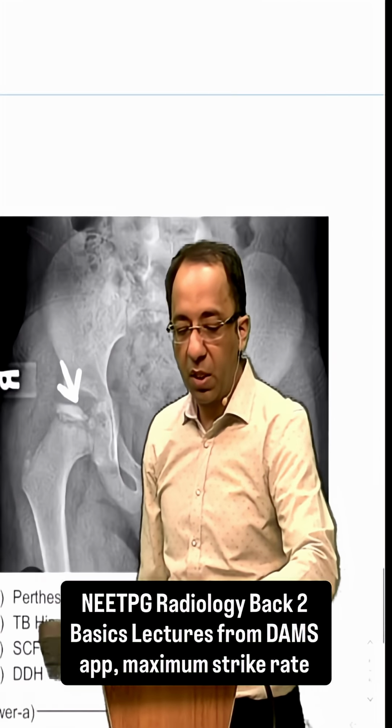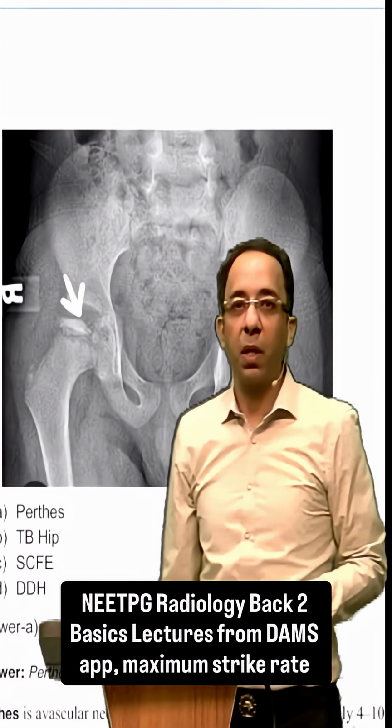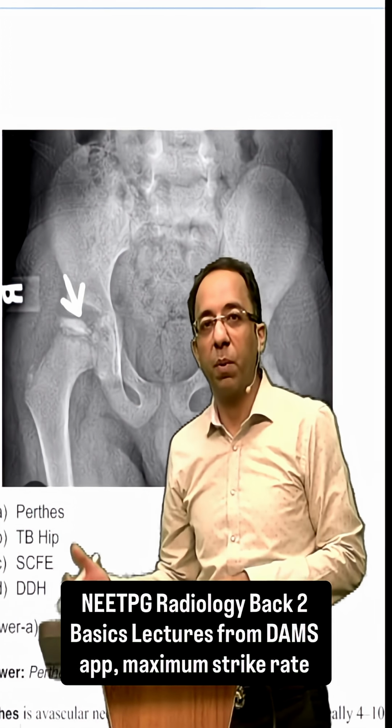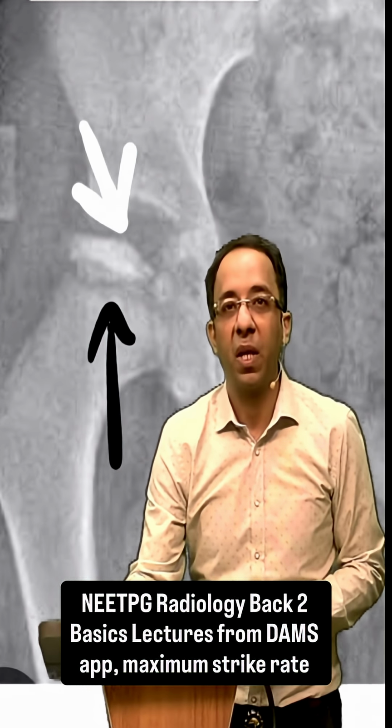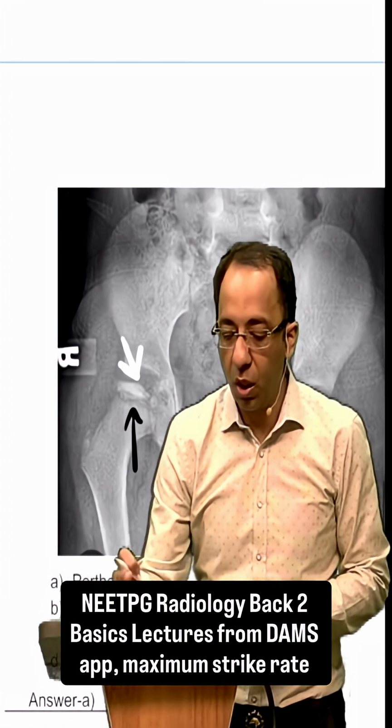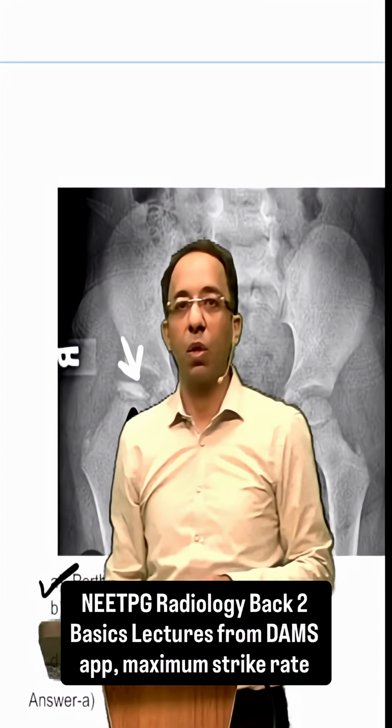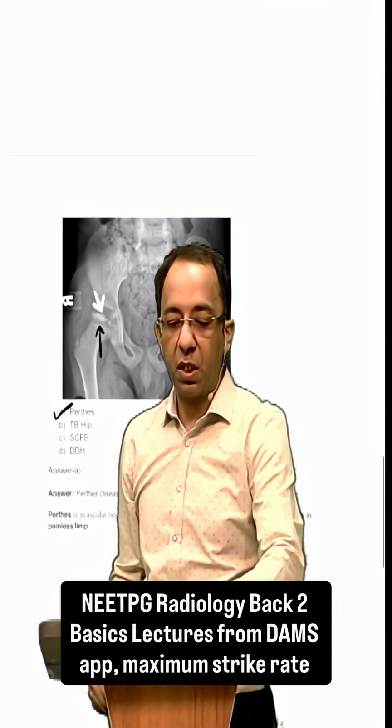Child with painless limp. I discussed this in the predictor series. If an 8-year-old child with painless limp, you see there is flattening of the femoral capital epiphysis, increased density. This is all classical of Perthes disease of the hip. The answer was Perthes disease of the hip.